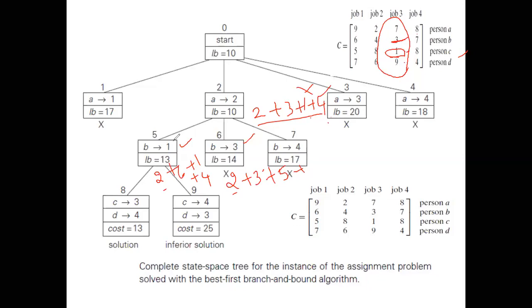Can I use 4 only, or is there any option to change it? We'll check it out. So 4 is for job 4. Okay, so that can be used because it is not in the same column. This can be used. So what is the total cost? We have done with all persons. What is the total cost? 2 plus 3 plus 5 plus 4, which will lead to 14. Correct. So that is why they have represented 14 here.